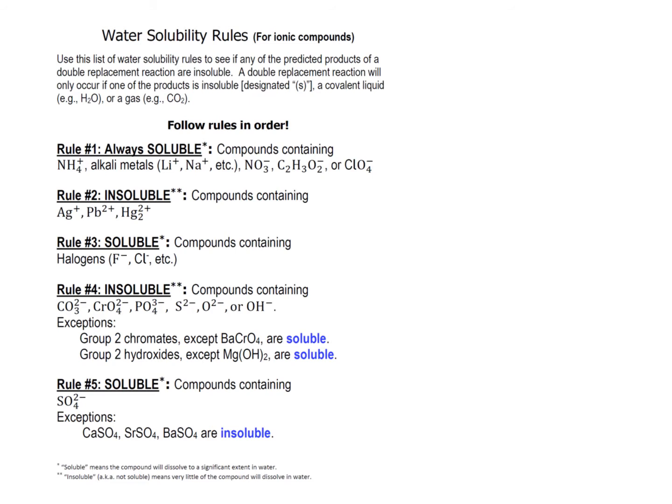It will fall to the bottom of the reaction vessel, the test tube, for example. It could be a pure liquid like water. If it's a covalent liquid compound, then a double replacement reaction can take place. Or if one of the products is a gas like carbon dioxide, then that replacement reaction can take place. But you have to have a product that is either insoluble, a liquid, or a gas, or else the reaction doesn't happen. Just because you put two chemicals together does not mean that they will react.